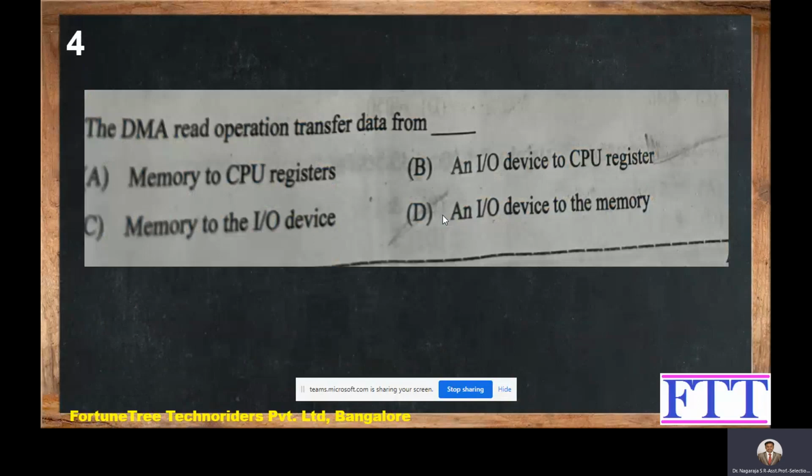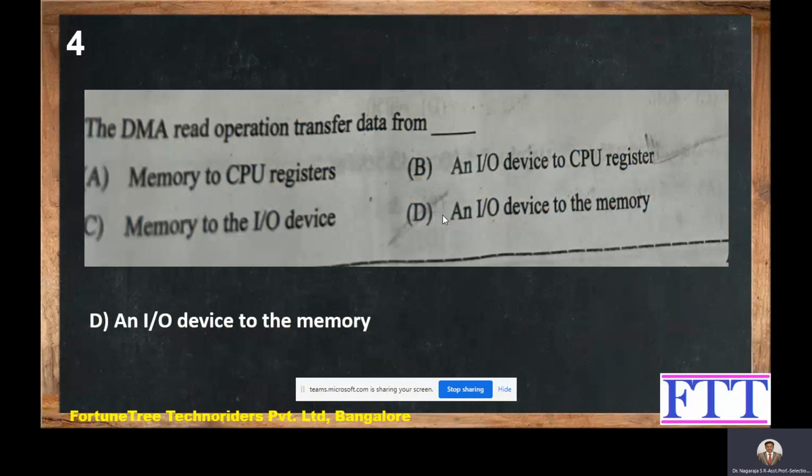Fourth one, the DMA read operation transfers data from option A, memory to CPU register, option B, an IO device to CPU register, option C, memory to IO devices, option D, an IO device to the memory. So right answer is option D, an IO device to the memory.